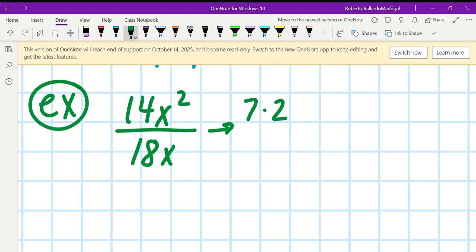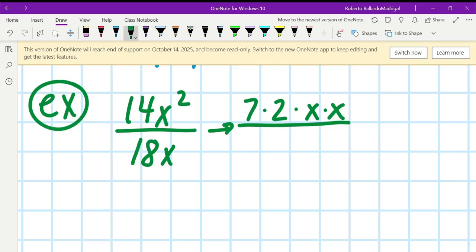So I'm going to break down x squared into x times x. So I have 7 times 2 times x times x. I have just kind of reduced or simplified the top, right? And when I say simplify in this case, I mean just broken it down into its parts. I'm going to do the same for 18.